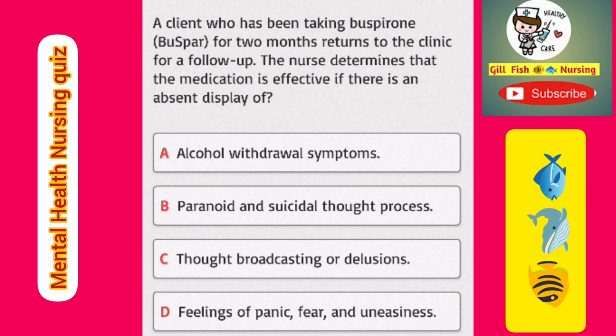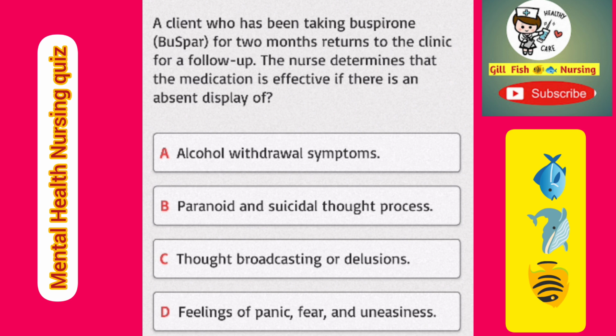a client who has been taking buspirone for 2 months returned to the clinic for a follow-up. The nurse determined that the medication is effective if there is an absent display of A. Alcohol withdrawal symptoms, B. Paranoid and suicidal thought process, C. Thought broadcasting or delusion, D. Feeling of panic, fear, uneasiness.